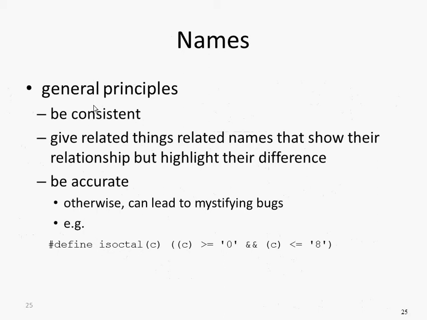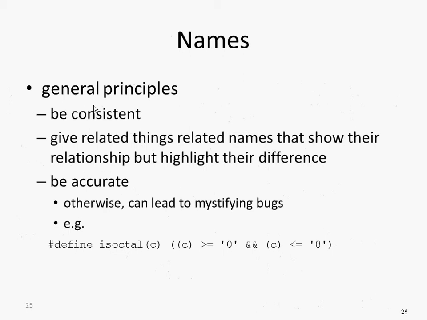accurate. So for example, here's a name, is octal, and someone may use it expecting that. What's the issue with expecting that this is octal? If you're expecting that this is octal, conceptually it's a function. It's commonly defined as a macro in C. If you're expecting this to return whether or not c is a legitimate character in an octal representation, what's the issue with what's shown on the right? Is octal a good name for what's given here?